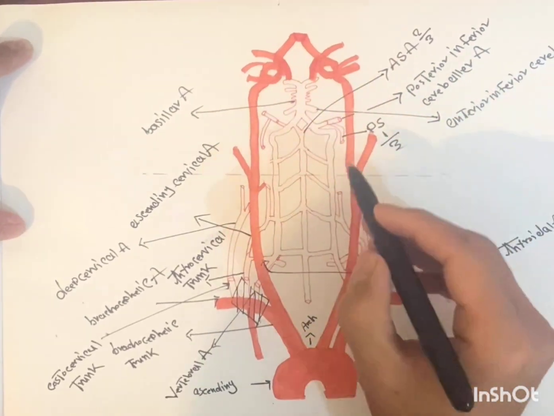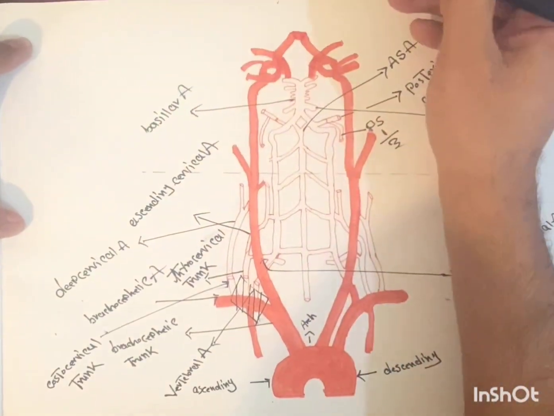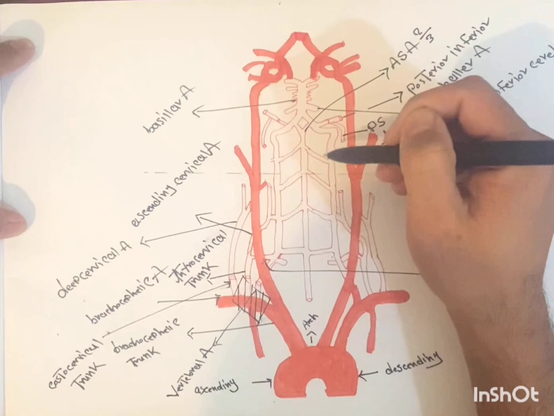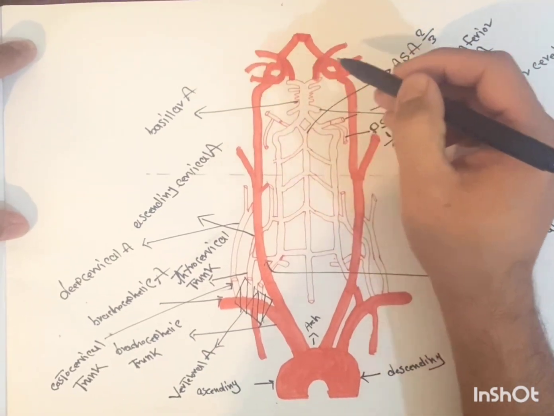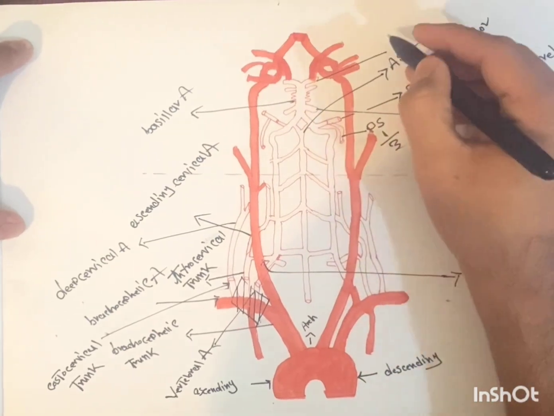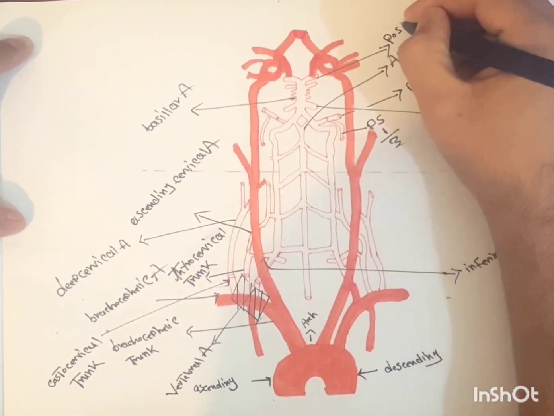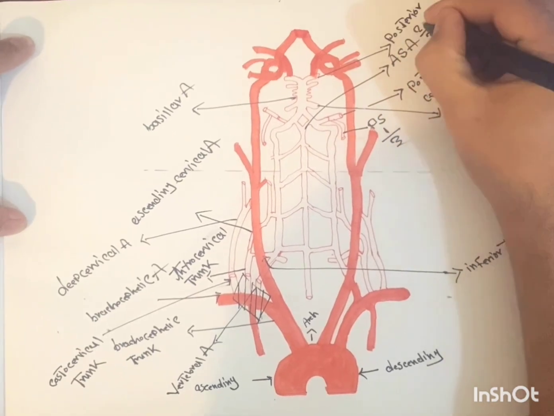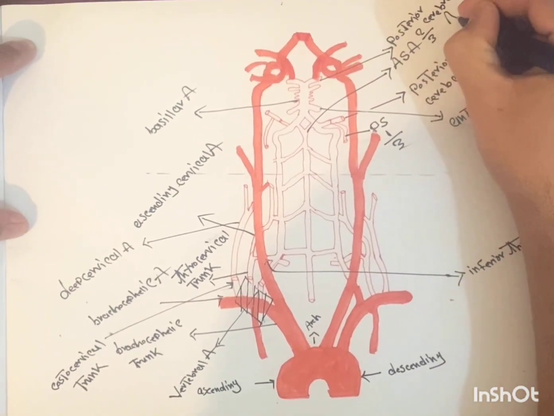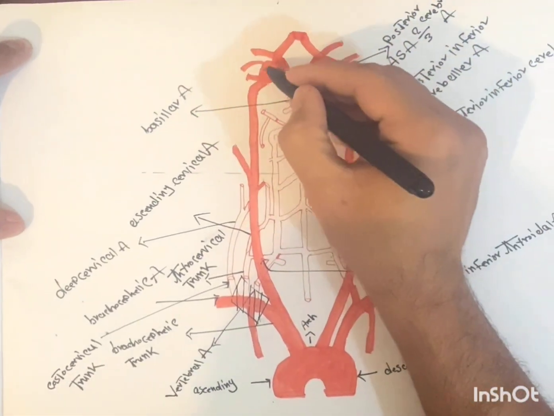So imagine this is the medulla oblongata. Here you have the pons, here you have the midbrain, and here is your cerebrum. This is your right hemisphere, and here you have the left hemisphere. Then the vertebrobasilar system finishes here, with this artery called the posterior cerebral artery. Here the vertebrobasilar system finishes.